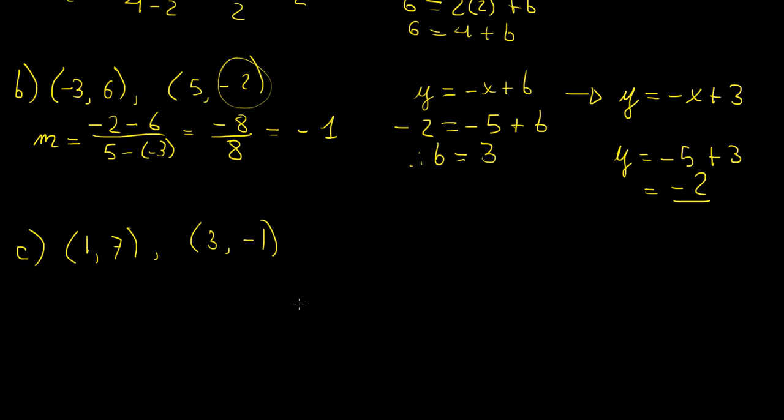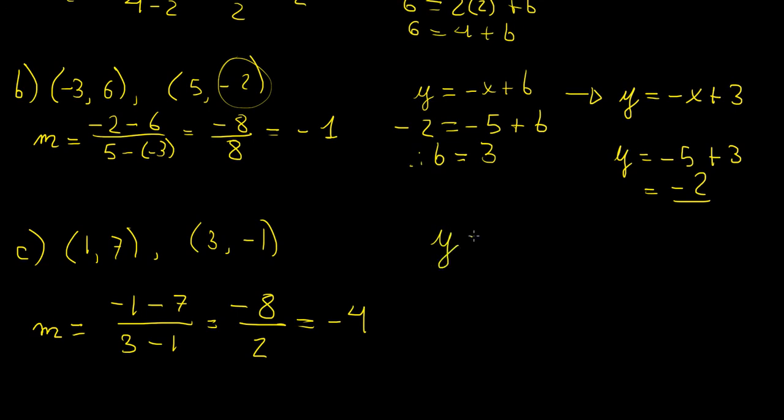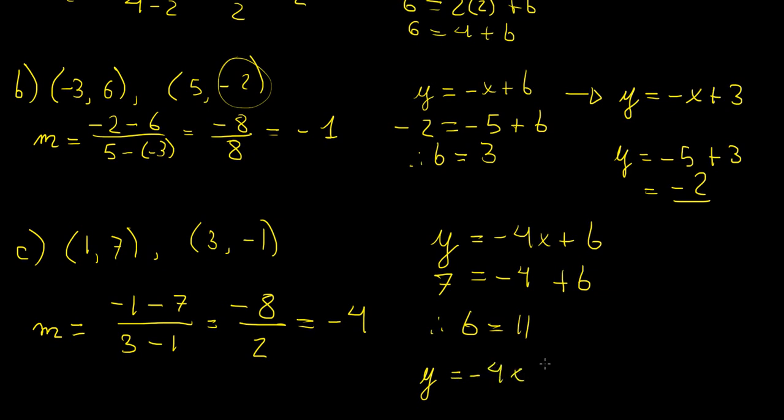And now for this one, we're going to find the gradient again. So m equals minus 1 minus 7 divided by 3 minus 1. At the top we have minus 8, and at the bottom we have 2. So this becomes minus 4. So the equation is minus 4x plus b. Now we're going to sub in some values. So let's choose this one. Put 1 into x. So that's minus 4 plus b. And then y should be 7. So now b is going to be 11. The equation can be written as minus 4x plus 11.